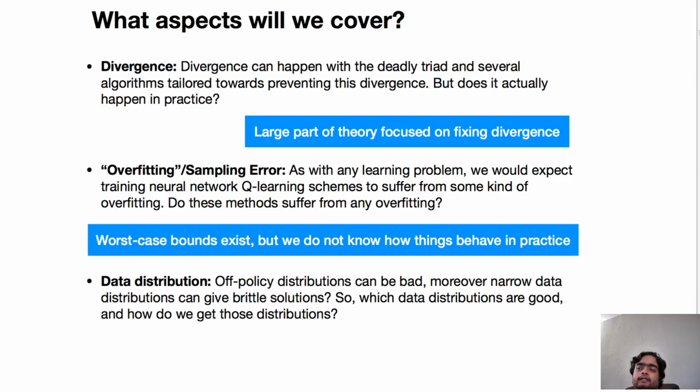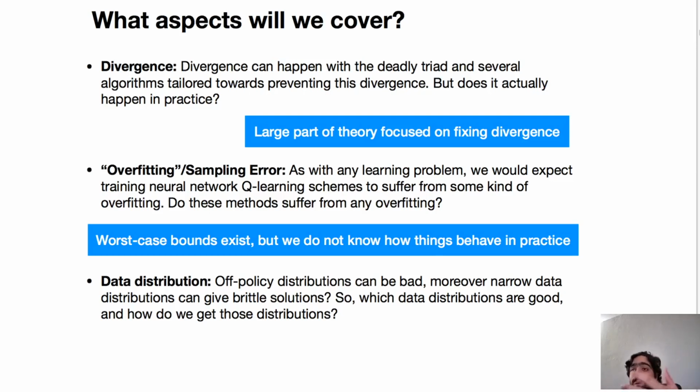But we know that in supervised learning, if your data distribution is very skewed or narrow, say you have a binary classification problem, classifying examples into class 1 and class 2, and you have a data set of size 100, where 99 of the examples are from class 1 and one example is from class 2, then training a neural network will give you very biased solutions, because you have such a highly skewed data distribution which puts so much mass on 1 and no mass at all on 2. So narrow data distributions are bad.